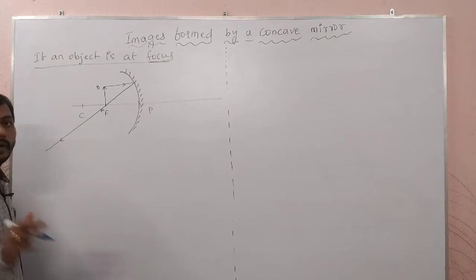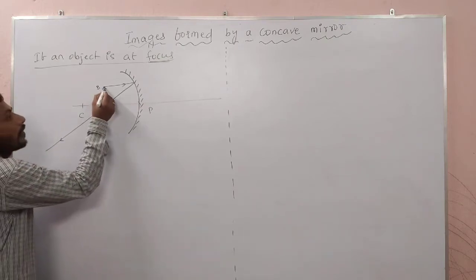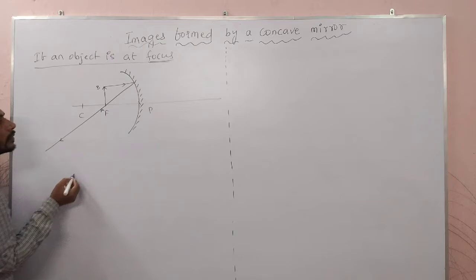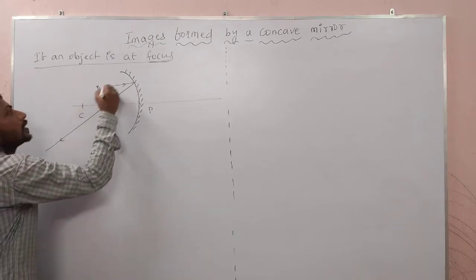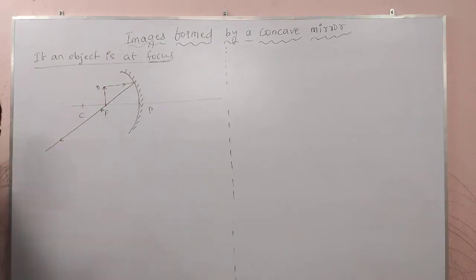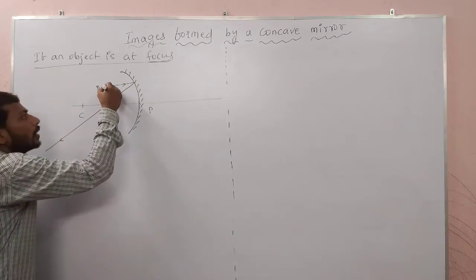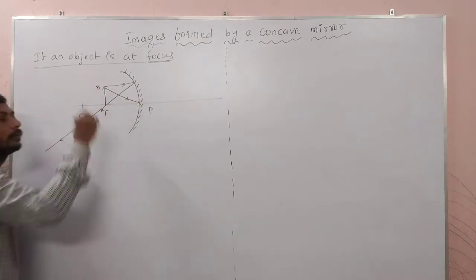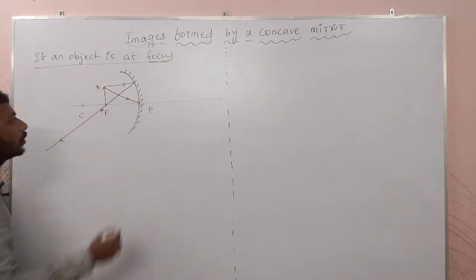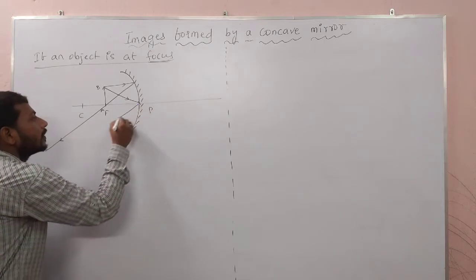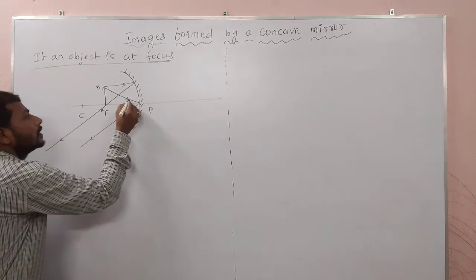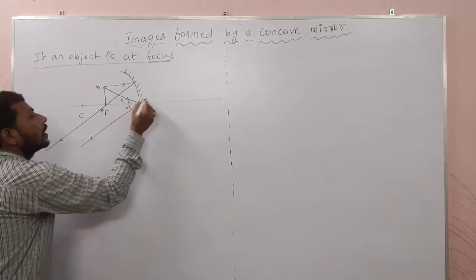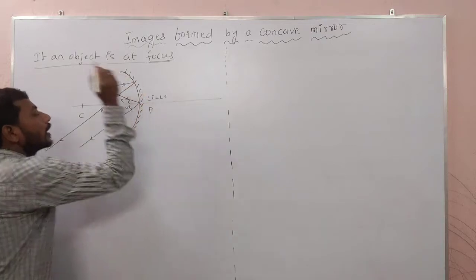That's why, what remaining options are there? You can take a ray directly falling at the pole, or otherwise from the center of curvature, also no problem. I am going to take the ray coming and falling at P. You know that the ray gets reflected like this. This is angle I, this is angle R. Angle I equals angle R.